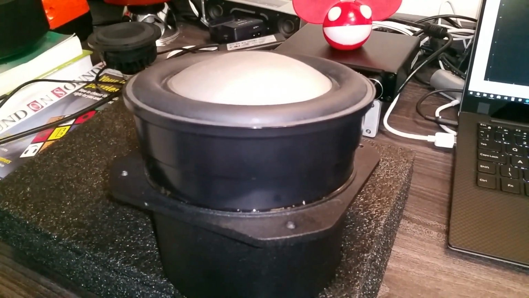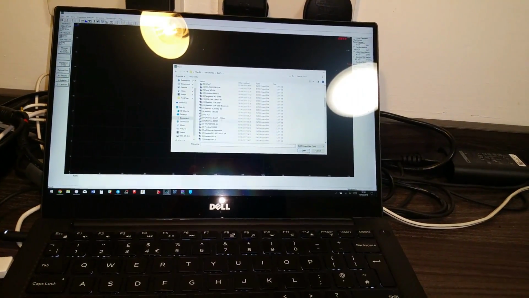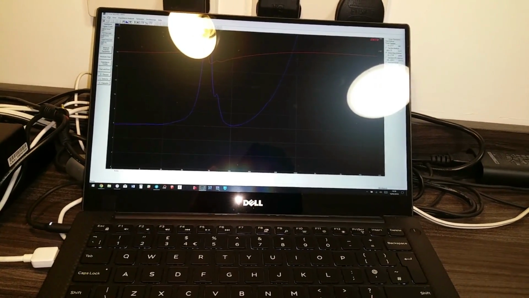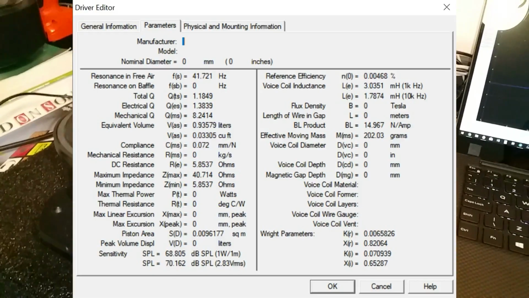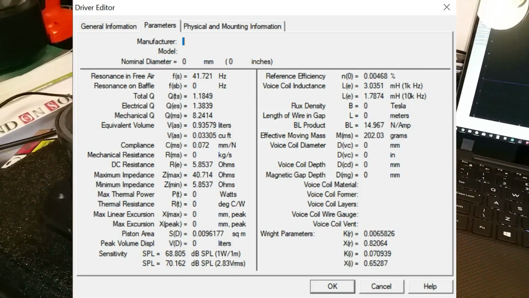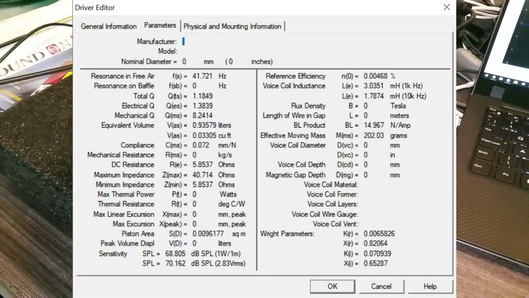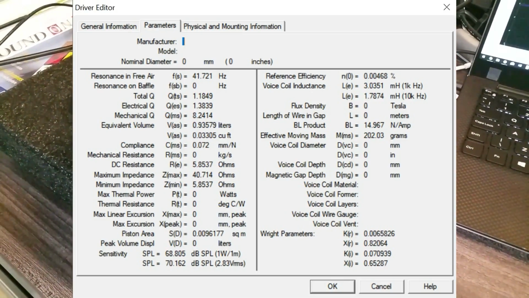Give me a second to try and find them in the collection here. There we go. So yeah, the resonant frequency is near enough 42 hertz. The compliance is very low. It's 0.072 millimeters per newton, which is really, really stiff suspension.